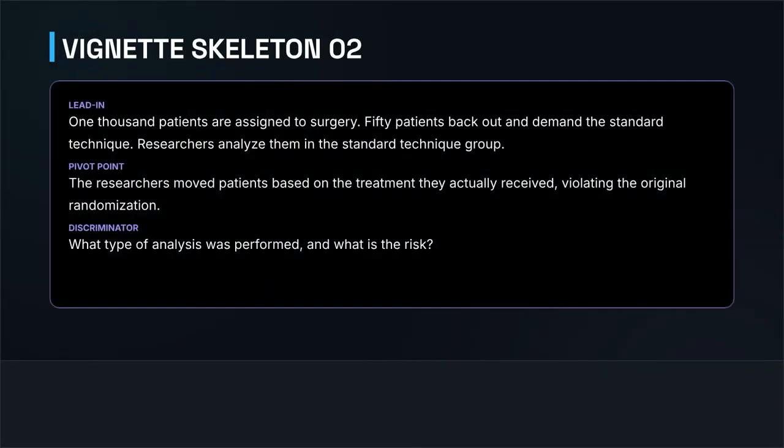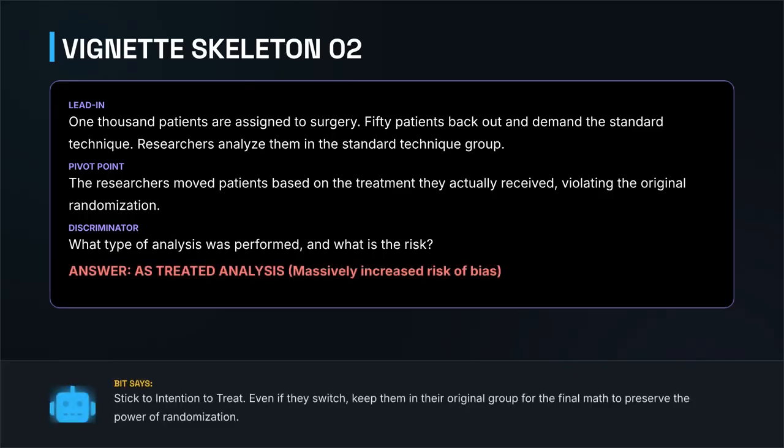Vignette Skeleton 02 deeply tests your ability to spot analysis failures. The lead-in states 1,000 patients are randomly assigned to experimental surgery. 50 terrified patients back out and demand the standard technique. Frustrated researchers analyze them in the standard technique group anyway. The vital pivot point is the researchers moved patients based entirely on the treatment they actually received, blatantly violating the original randomization. The discriminator directly asks what specific type of analysis was performed and what is the resulting statistical risk.